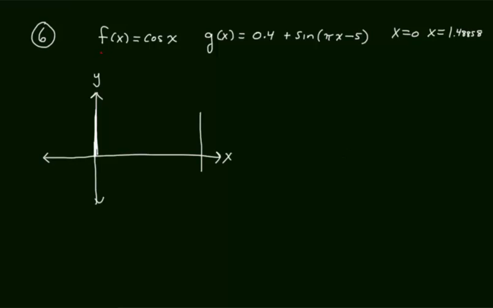One of the tricky parts about the problem is just figuring out which one is f of x and which one is g of x. The f of x function is this cosine, and that's going to come out like this.